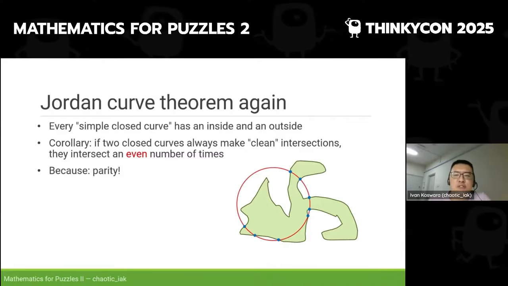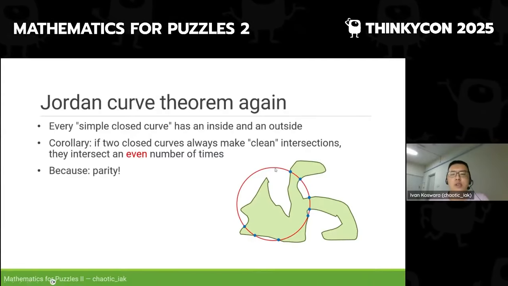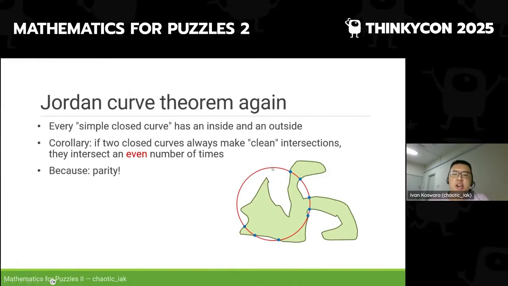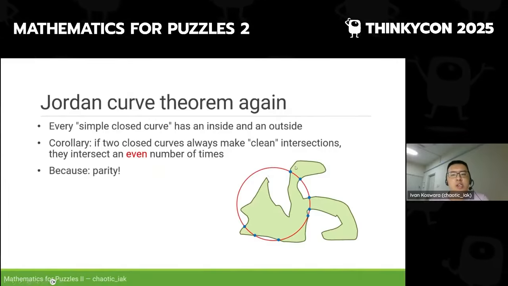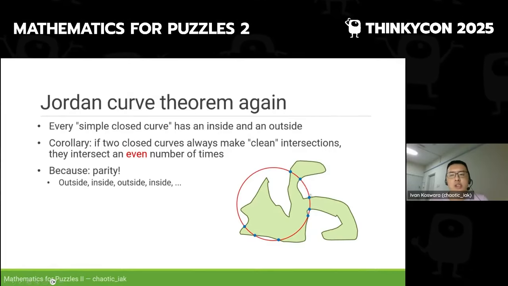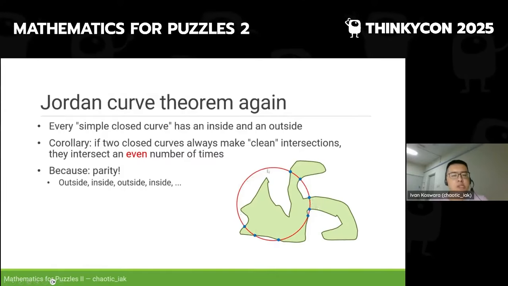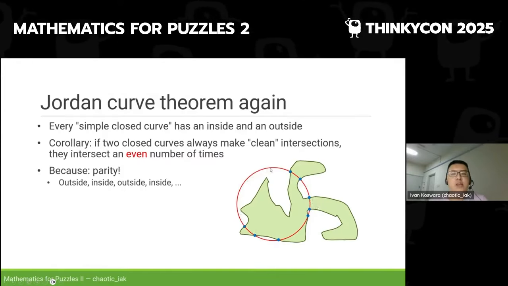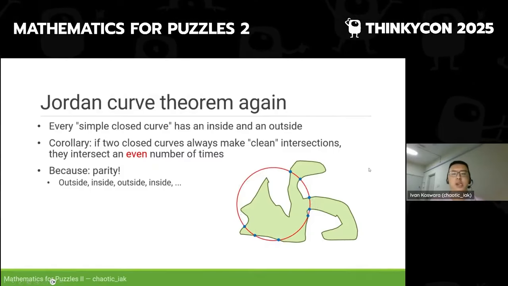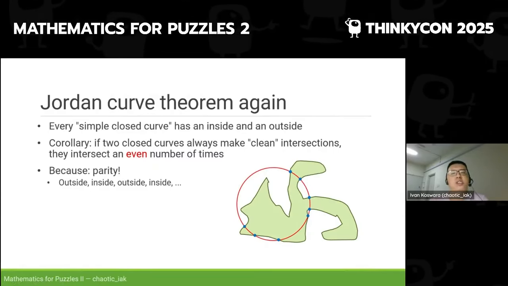And the idea is if you start from anywhere on this red curve, let's say starting from here, you are outside. And then you cross an intersection, you get into the inside. You cross the intersection, you go to outside, and so on and so on. And at the end, you must loop back in here. You must be outside again. That means you must change sides an even number of times. And that means an even number of intersections.